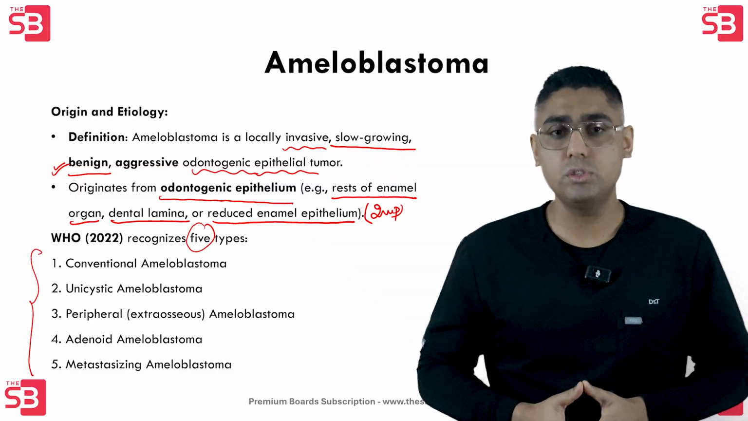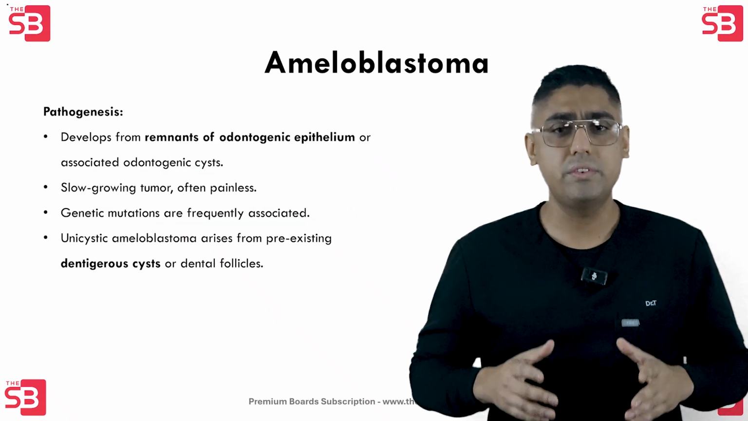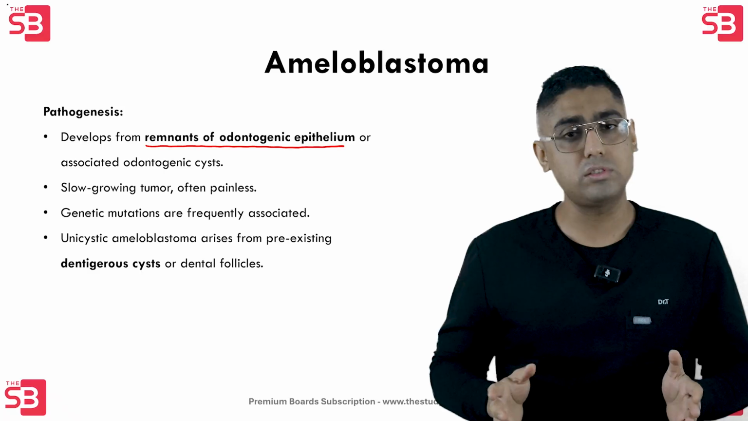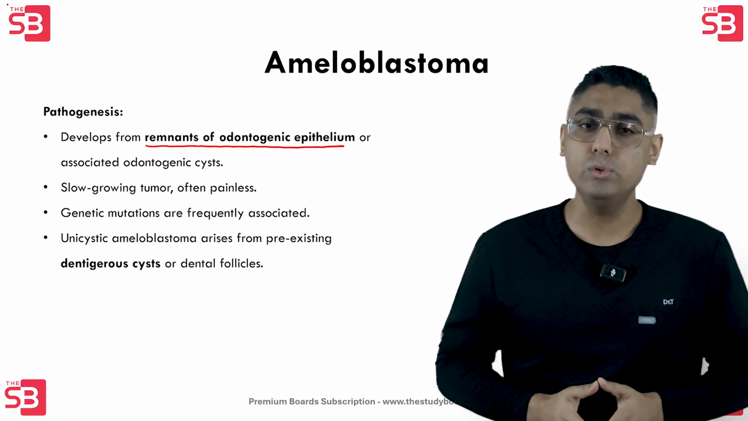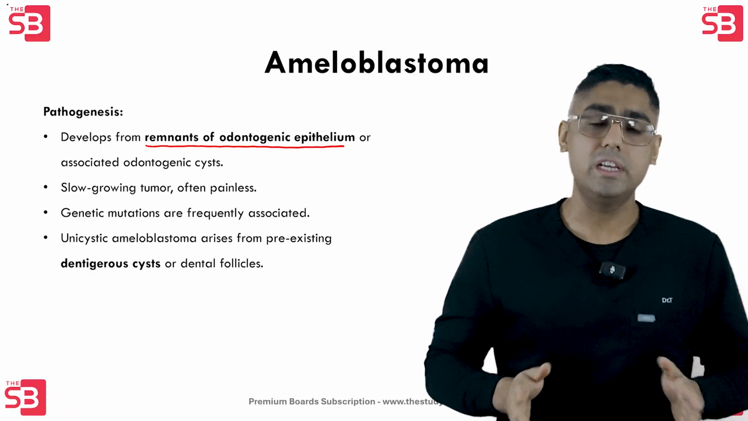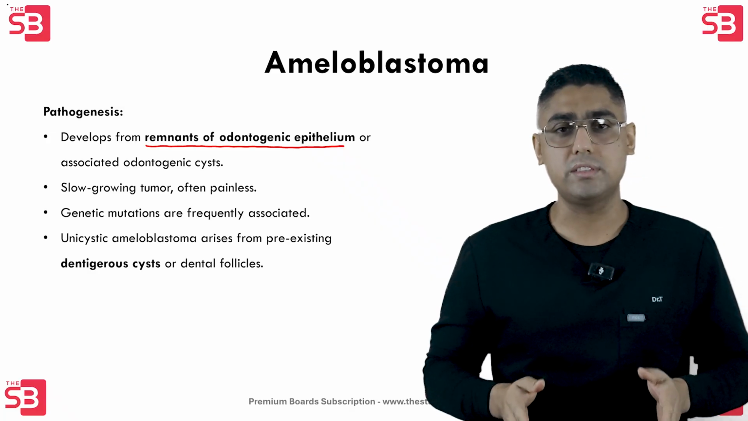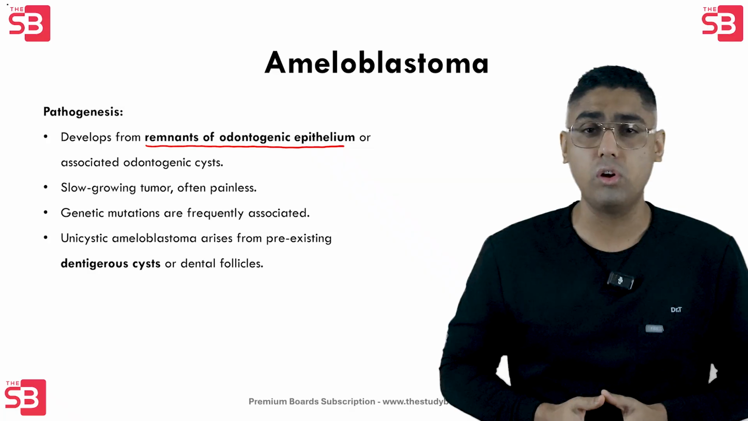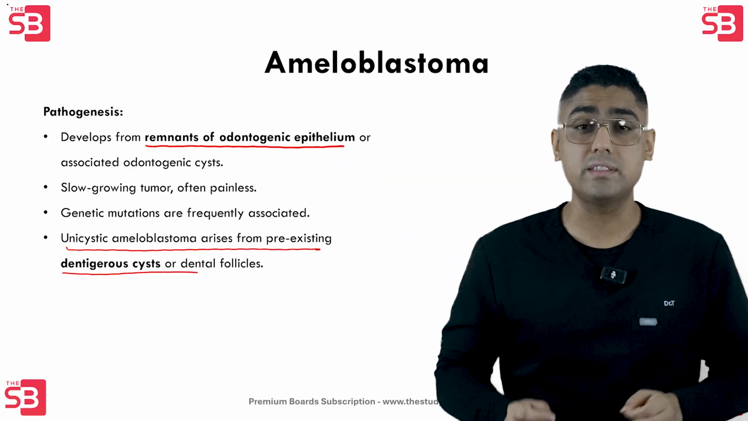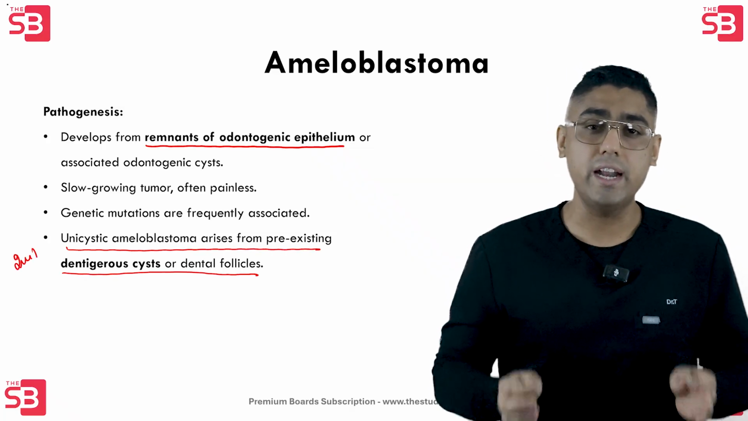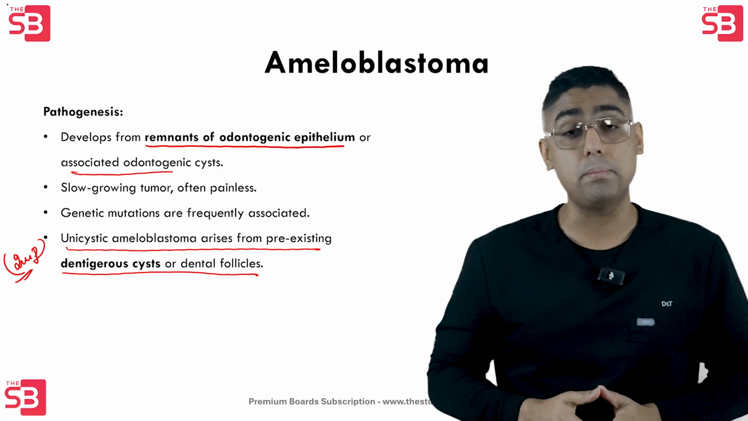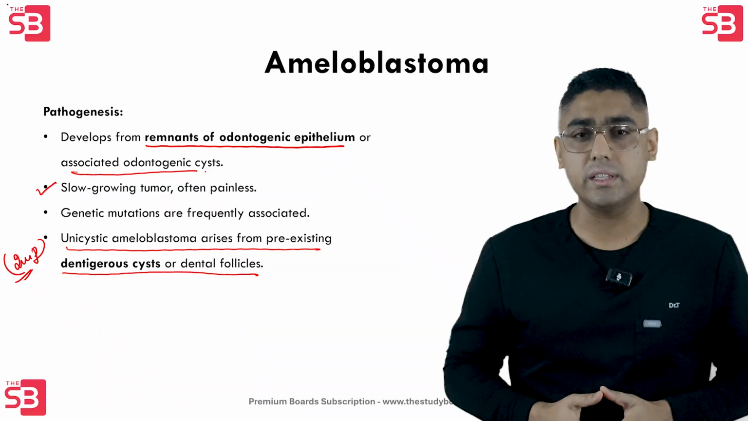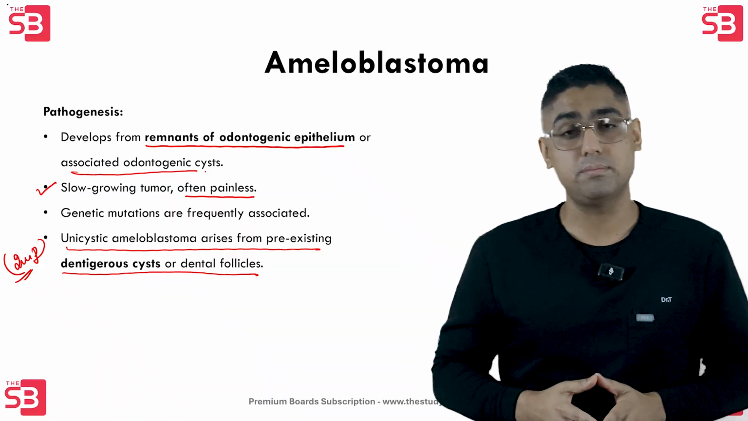Now, let's talk about the pathogenesis of ameloblastoma. Now, it really develops from remnants of odontogenic epithelium, including rests of Malassez, dental lamina, and reduced enamel epithelium. They often develop in association with odontogenic cysts, particularly dentigerous cysts. For instance, unicystic ameloblastomas are thought to evolve from pre-existing dentigerous cysts or dental follicles that are around the unerupted teeth. Now, clinically, they are slow-growing and often painless, allowing them to reach significant size before detection.